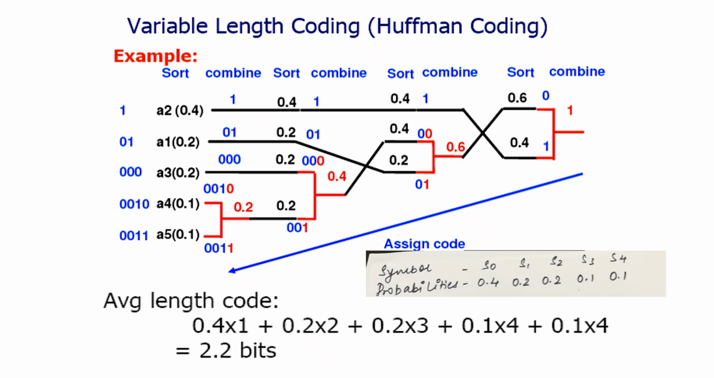Then 0 and 1 have to be added to those bits. In the same way, 0, 0, 1 is allocated. It comes from the 0.2, 0.1 and 0.2. So 0 and 1 are allocated on the right side. In the same way the average length is calculated. So this is another example of Huffman coding.